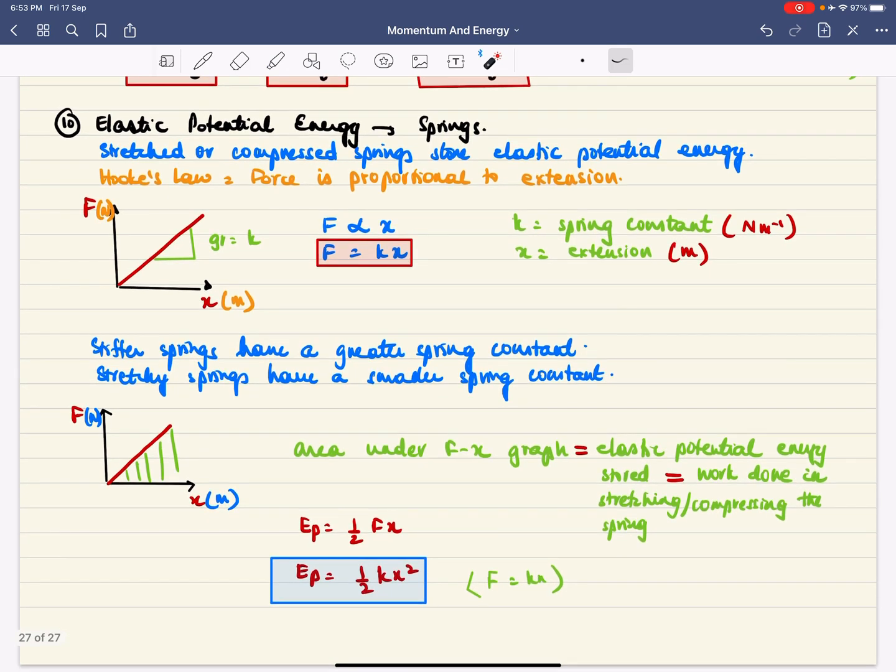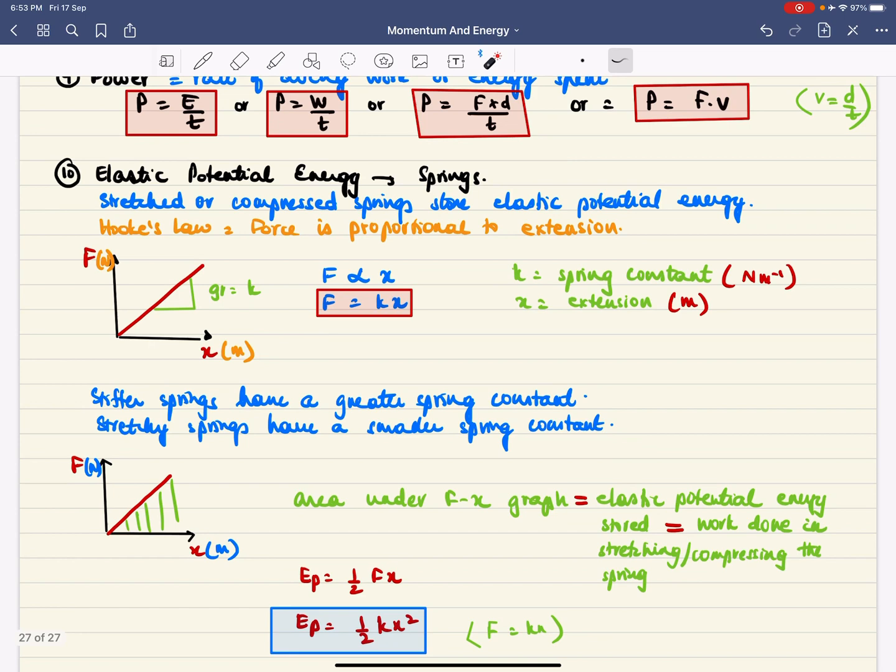Okay, and then the area under the force-extension graph gives you the elastic potential energy stored. It's also the work done in stretching a spring. This is not a constant force, it's an increasing force. So the more force you apply, the more it will stretch and the more energy stored. So the area under this is half Fx, but because F is equal to kx, the formula on your formula sheet is half kx squared.